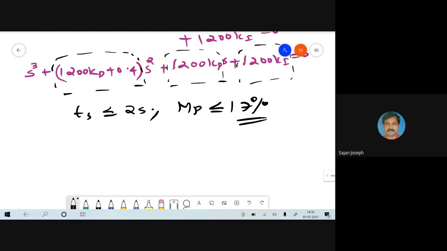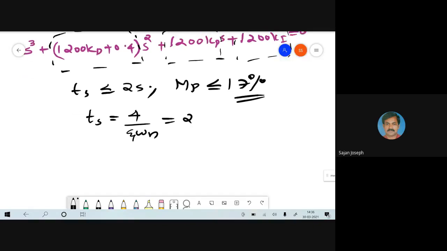Ready-made equations are available for settling time and maximum overshoot. Okay, we assume that even after adding the controller, the system behaves approximately second order. Then what is the expression for the settling time? The expression for settling time is 4 divided by epsilon omega n, and this is equal to 2, which is given.